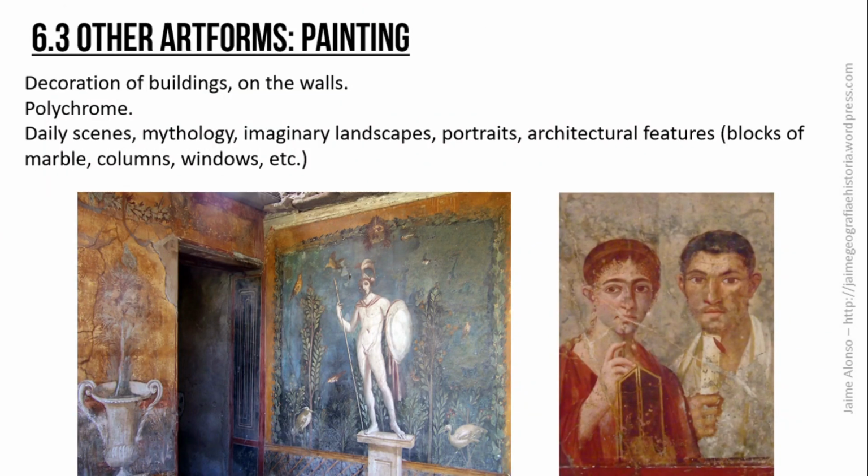In other art forms, we are going to see painting and mosaics, and painting was used for decorating the walls of buildings. Most of the examples we are going to see are in Pompeii, in the city of Pompeii, near Naples, and also in the Palatine Hill in Rome. They use polychrome paintings, that is with different colors, and they represent daily scenes, mythology, imaginary landscape, portraits, architectural features, etc.